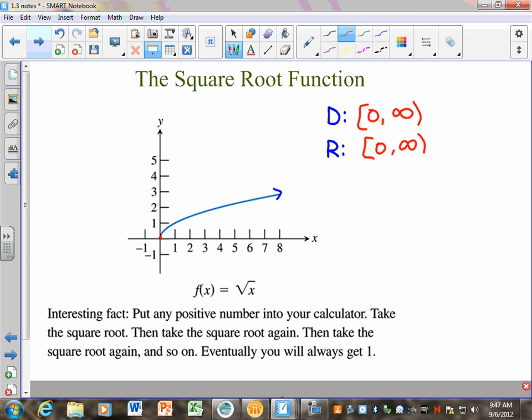I know people are going to do this now and not pay attention. But here's the interesting fact about square root functions. Take any positive number and take the square root of it. And keep taking the square root. And eventually, you will always get 1. Try it. It's true. Because eventually it will go to 1.